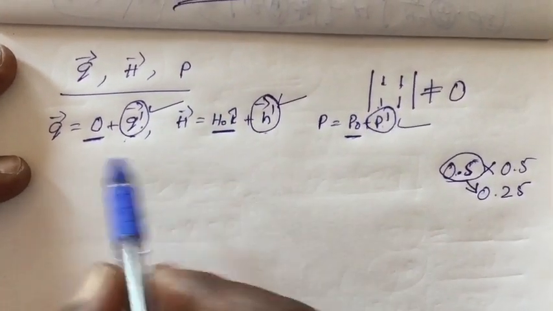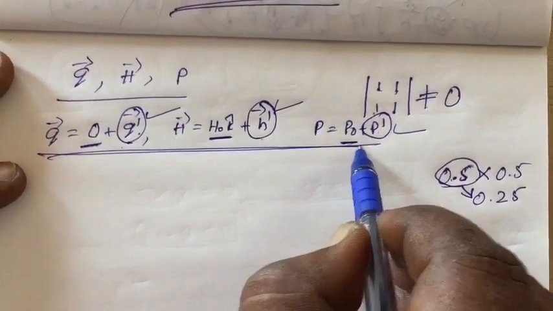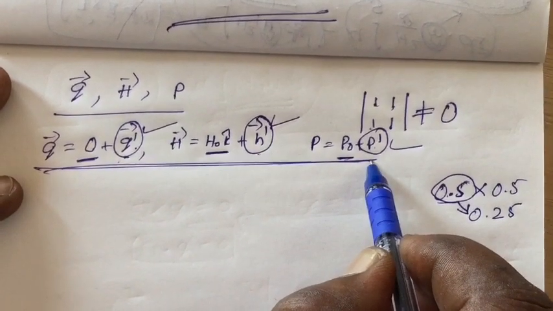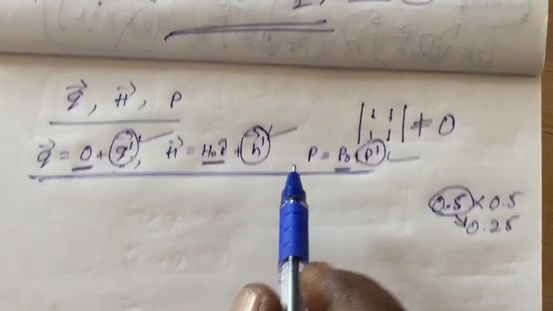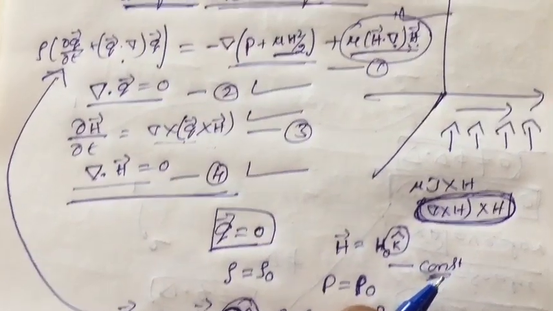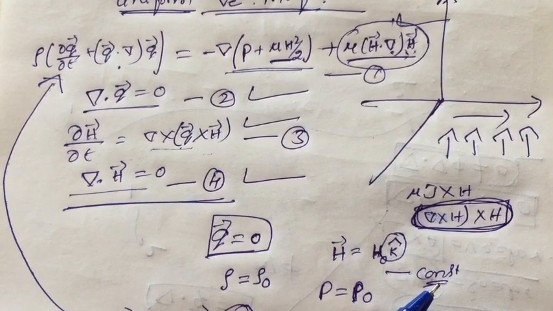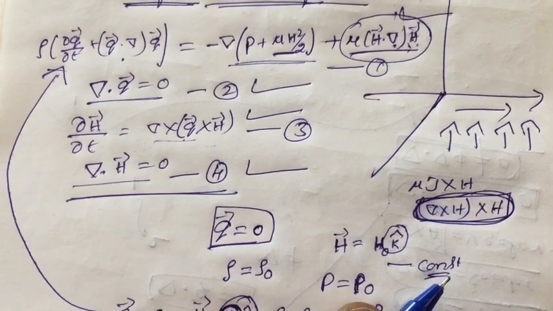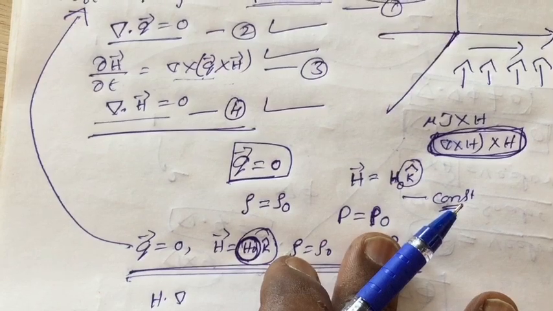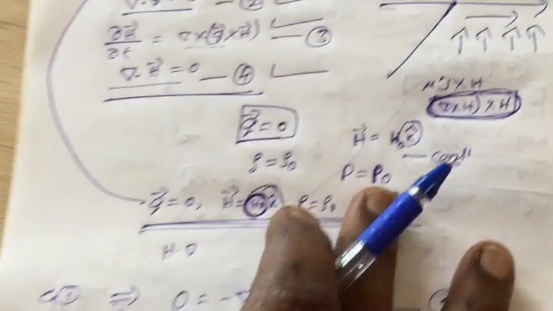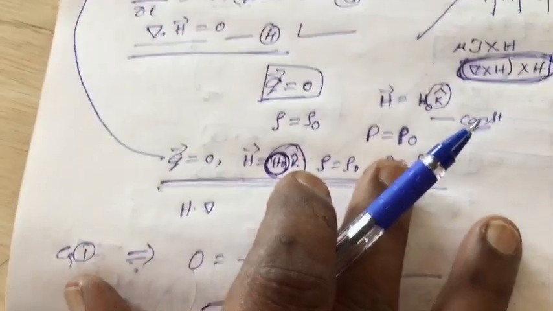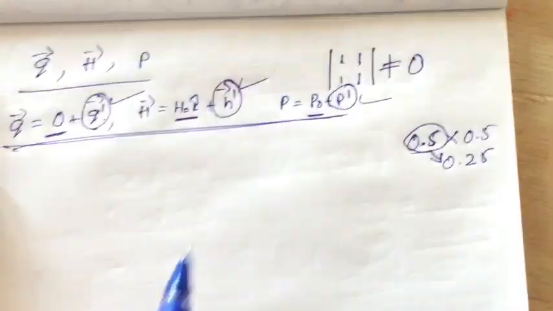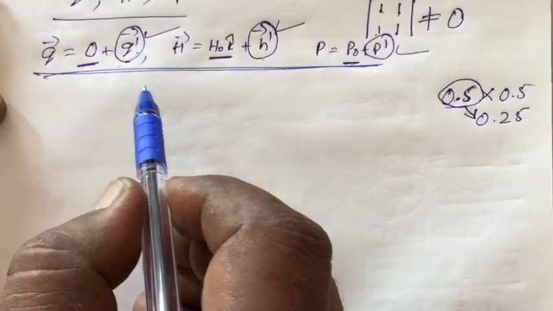Right. Now, substituting these quantities in equations 1 to 4. What are those equations? Basic equations of MHD. One is the momentum equation, as you know. Two is the continuity equation, three is the magnetic induction equation, and four is the solenoidal property of the magnetic field. Now substitute these quantities in equation 1.